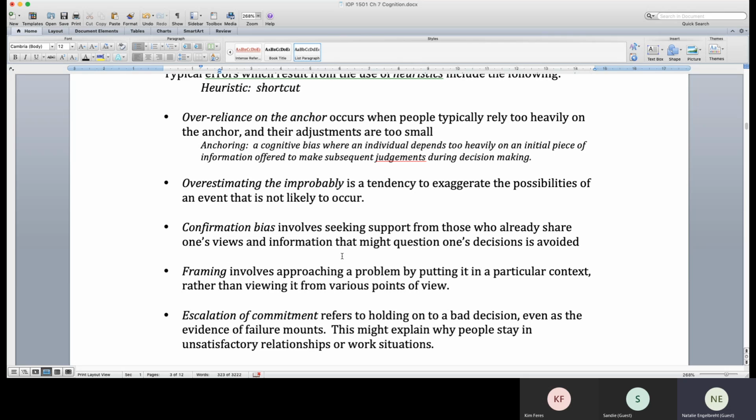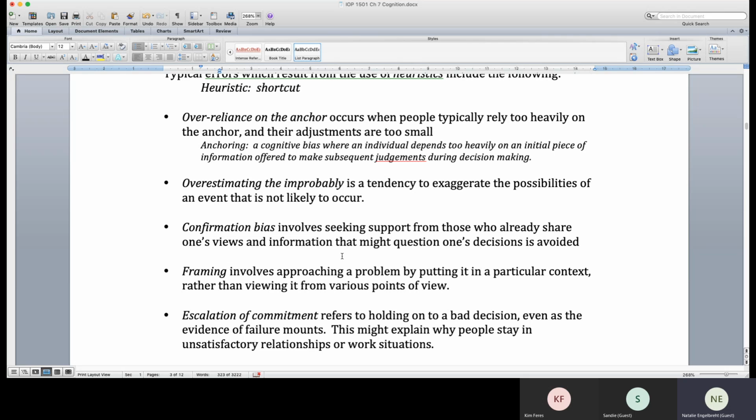Confirmation bias involves seeking support from those who already share one's views, and information that might question one's decision is avoided. It's an interesting one because you try and look for solutions from people that think like you. So you're asking people a question and you actually want them to confirm what you've already thought about. You're not necessarily looking for a challenge. No, that can't work. Why don't you think of it this way? Have you tried this approach? You are deaf to those things because you only listen to the voice that confirms what you are already thinking.